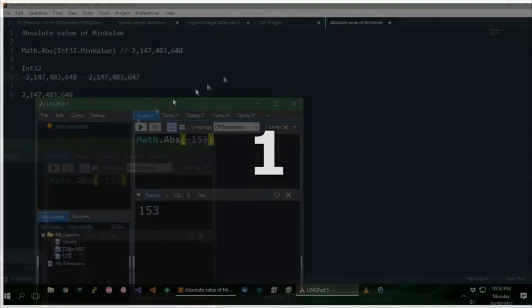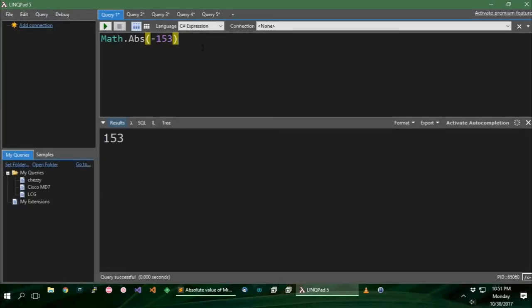So I have some code because I'm a programmer, I do that kind of stuff. This is an example of the Math.Abs function, which takes the absolute value. If I run this, we result in 153.